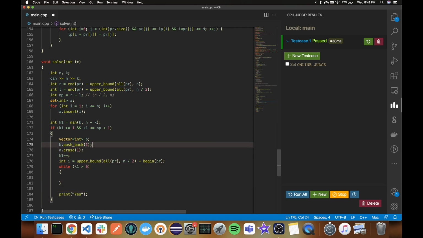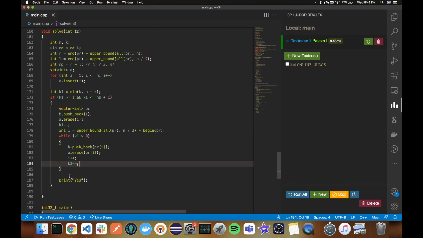So first of all, I push B, erase A, push 1, erase 1, reduce it, get the i, and now while K1, I'm going to say B dot push back prime i, and then A dot erase prime i plus plus, K1 minus minus. Now what this helps me achieve is two separated out sets, and now I can just say print yes if K1 is equal to K.